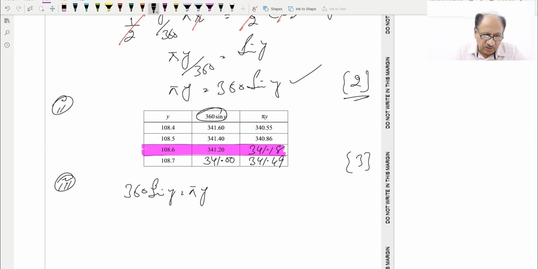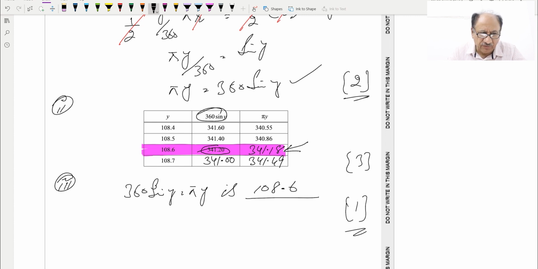So that's why we are taking 108.6. Why we have taken this? If you round this value to 1 dp, it will be exactly as this one. That's why we have taken this value. Hopefully you understood this. This is a 1 mark part which we have done. This is done. We are done with the paper also.